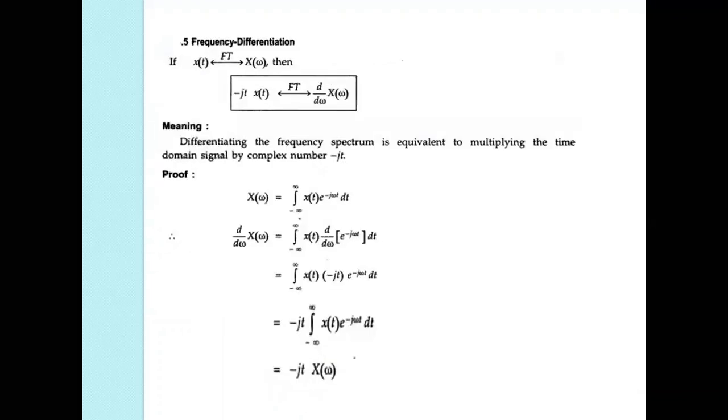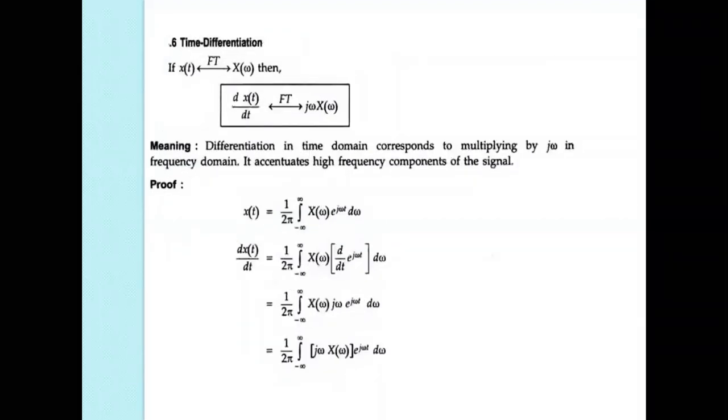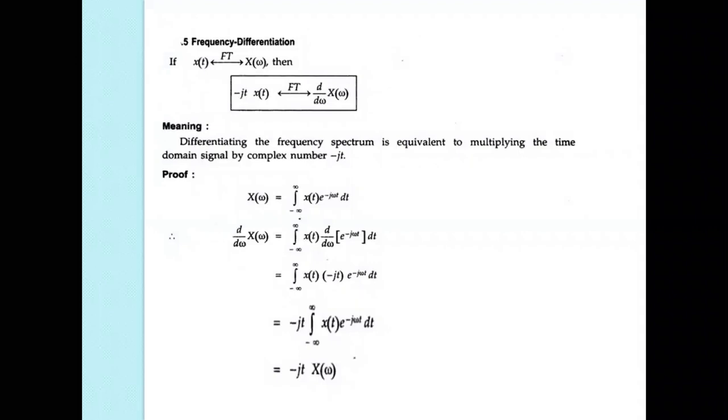And the second property is the time shift property. In the Fourier series also we saw the time shift property and the frequency shift property. And the time scaling property, in the Fourier series also we have the time scaling. Differentiation: here, time differentiation is there and frequency differentiation is also there.